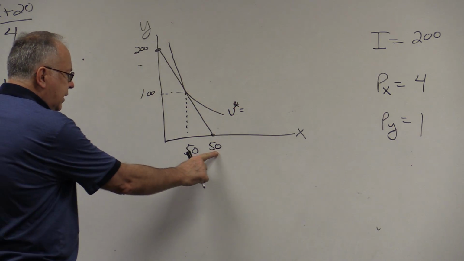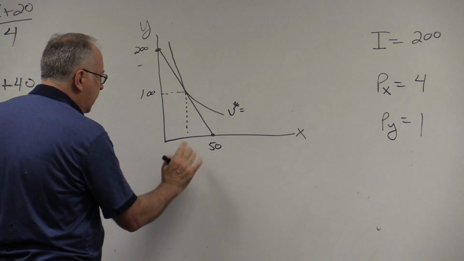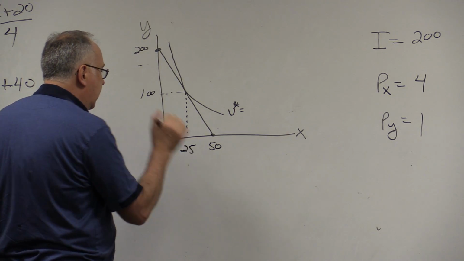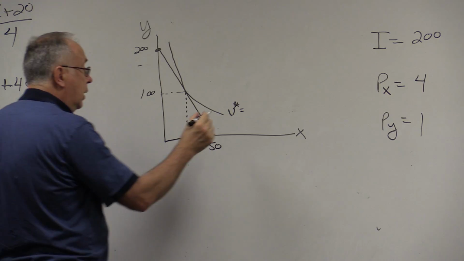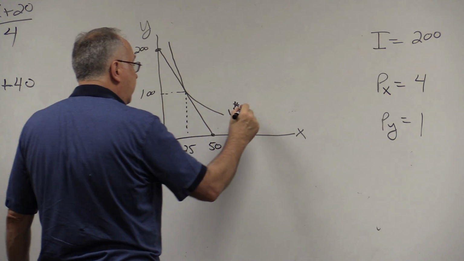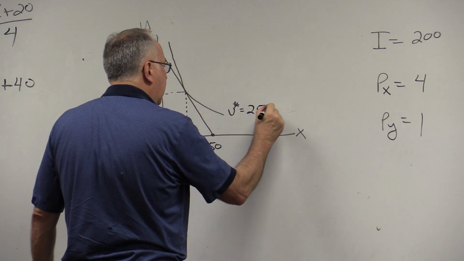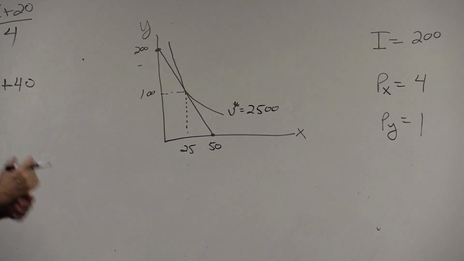Oh, you're right, because this is 50 here. Thank you, Zach. The midpoint would be 25. So it would be 25 times 100, which is 2,500. Okay, thank you.